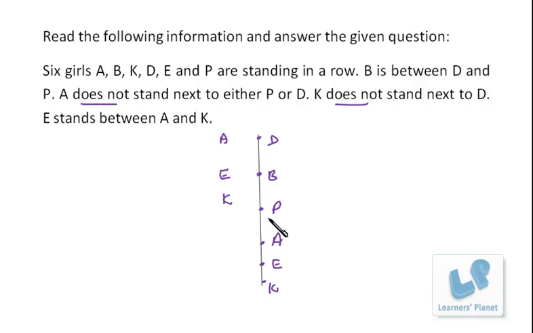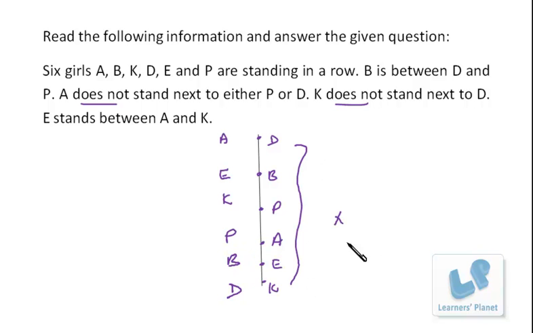Then K does not stand next to D. So K, if it does not stand next to D, and B is between D and P, so we just do it P, B and D. Now all the informations which are given we have put up over here, and let's check it once again. A does not stand next to either P or D, that's correct. K does not stand next to D, that is also correct. So this arrangement is correct, that is A, E, K, P, B, D.